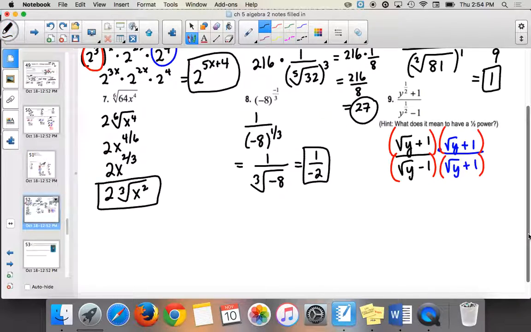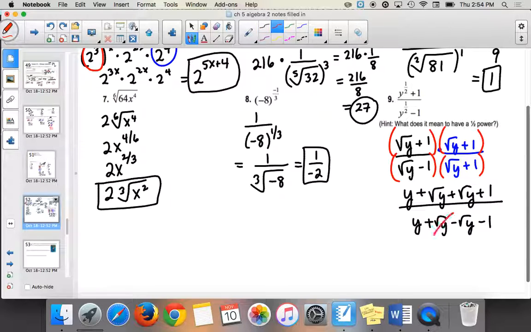All right, so the top becomes y plus the outer is square root of y, the inner is also square root of y, and the last is 1. And then on the bottom we have y. Outer and inner end up canceling. Do you guys see how it's plus square root of y minus square root of y minus 1? So these square root of y's would go away. Yeah, Amelia?